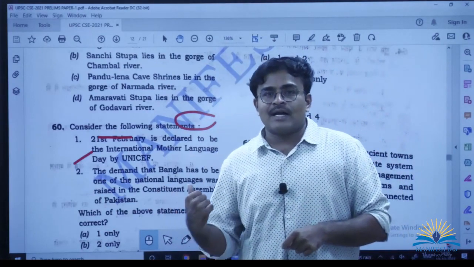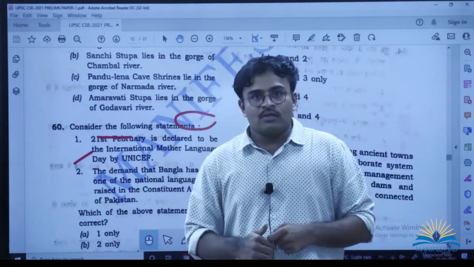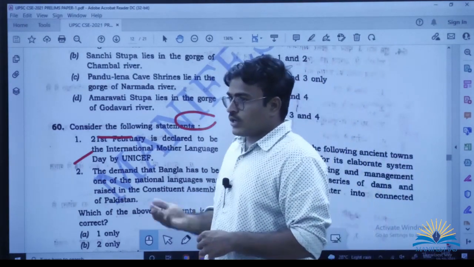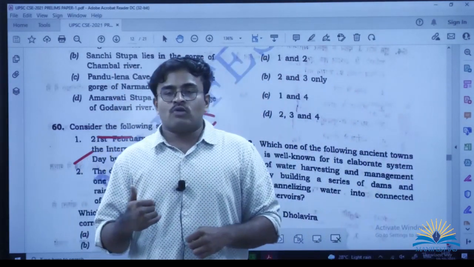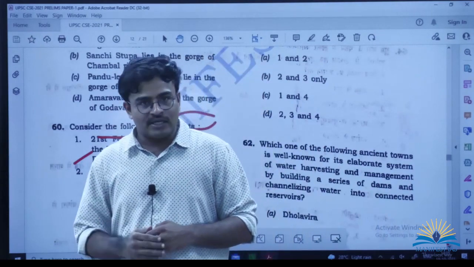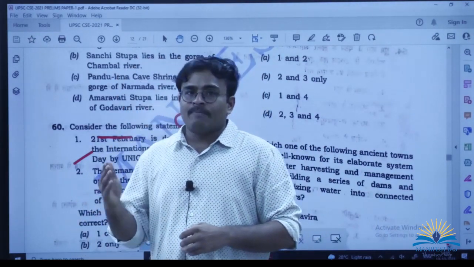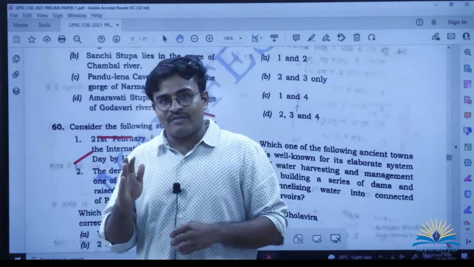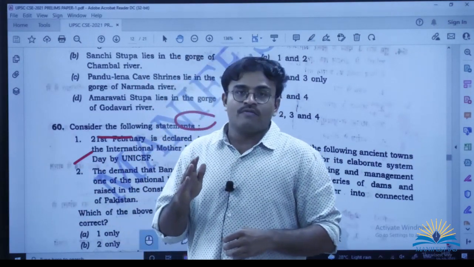If you consider Bangla to be Bengali, then it is a correct statement. In the Constituent Assembly of Pakistan in the year 1954 itself, a demand was put forward to make Bangla the national language of Pakistan. But Bangla, or Bengali, was treated as a secondary language, and was just given the status of official language in the Constituent Assembly of Pakistan.